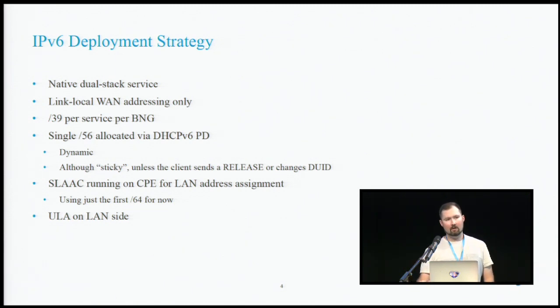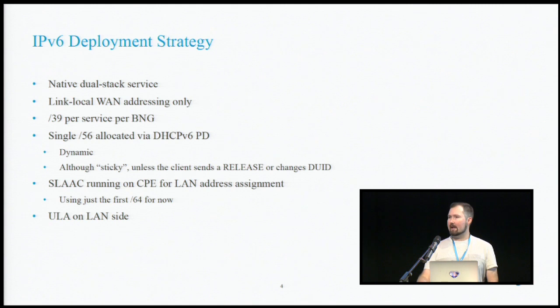We've put a /39 per service, so when I say there was IPoE and PPP, each one of those services gets a /39 per BNG. And then we allocate each customer a dynamic /56 prefix allocation. We say dynamic, but unless the client sends a release or it changes its DUID, if you come back within 7 days of the lease time, you'll get the same prefix. So we do see a lot of third-party CPEs that send DHCPv6 releases, which tells us to give away that prefix, so it's as expected from us.